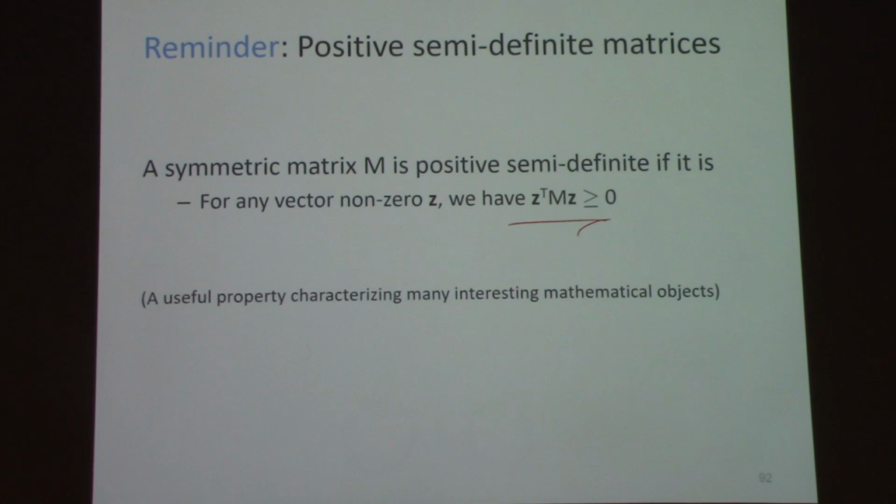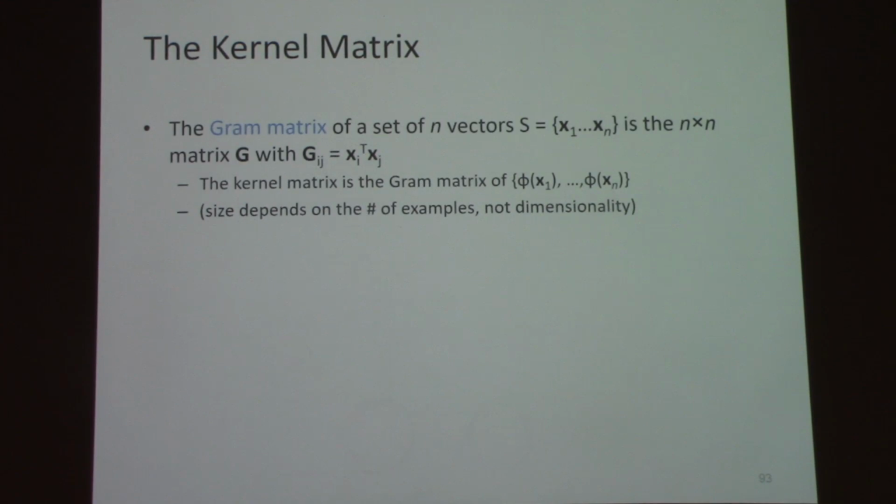The idea of positive semi-definiteness of matrices shows up in way too many places that I can't enumerate. But it's a very useful idea to have in your toolbox if you want to reason about these things. Now, that's about positive semi-definite matrices.